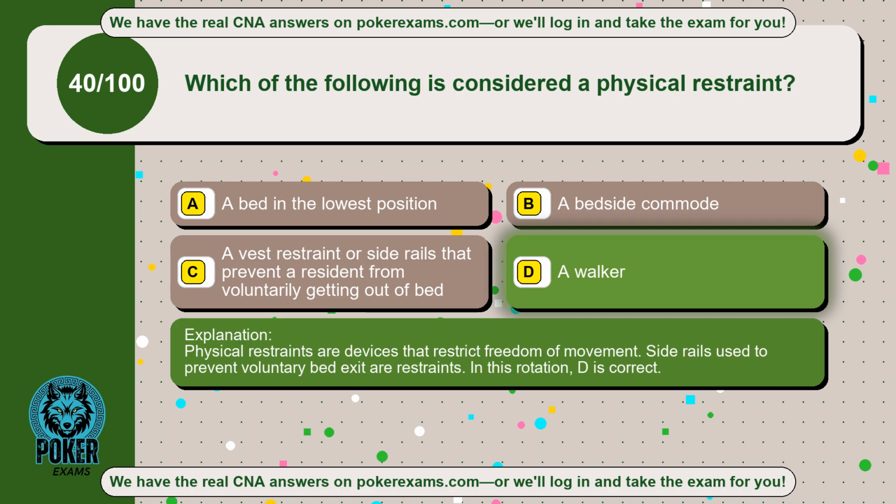Physical restraints are devices that restrict freedom of movement. Side rails used to prevent voluntary bed exit are restraints. In this rotation, D is correct.